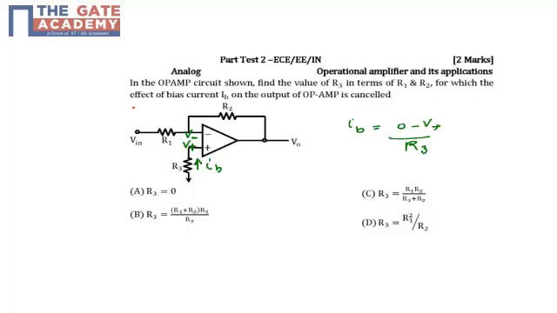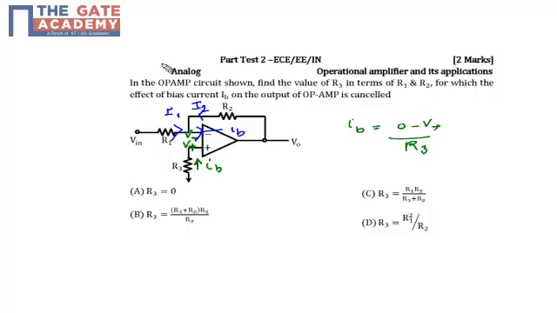Now let us assume that a current I1 is flowing from Vin towards V minus, and a current I2 is flowing from the output V naught to V minus, and the same current IB which enters the non-inverting terminal. We know that in an ideal op-amp, the current entering the non-inverting terminal is equal to the current entering the inverting terminal. So in my inverting terminal also, IB current is entering.